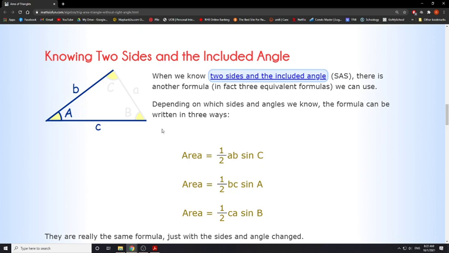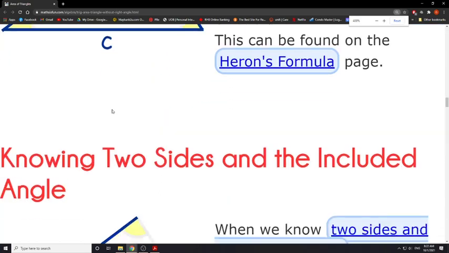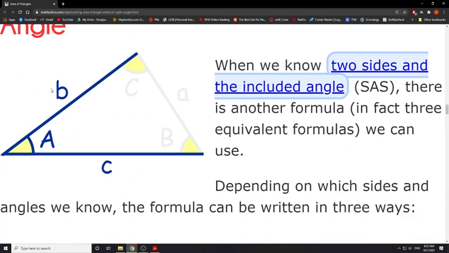If you only know two sides and an angle, there's still a way to find the area of the triangle. In this case, it will be half ab sine C. Let me zoom in a bit. If you notice in the diagram, angle A and side a are opposite. Angle B and side b are opposite. Angle C and side c are opposite of each other. They are always opposite of each other.